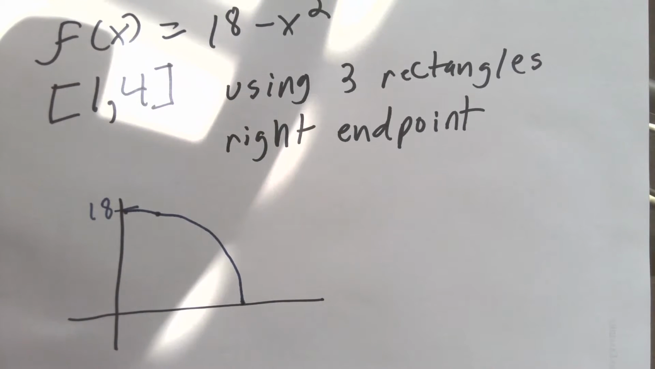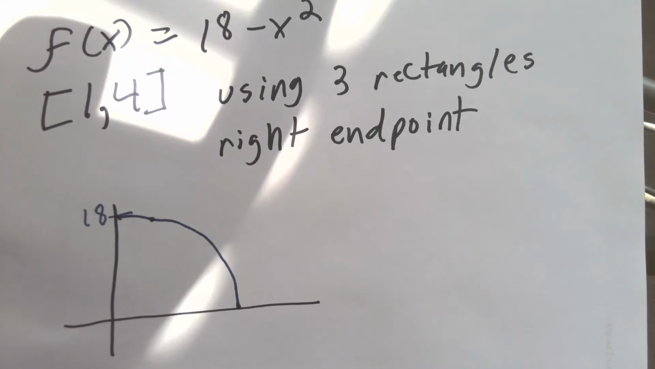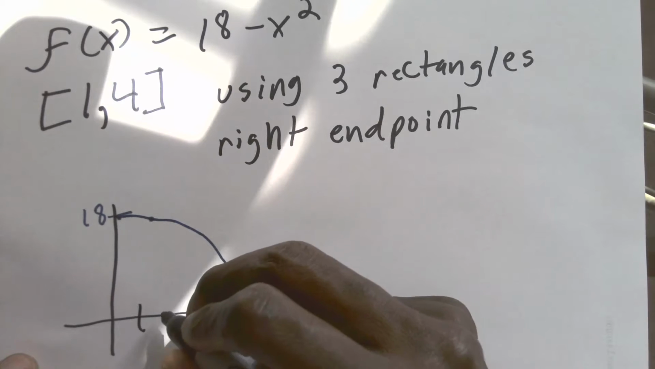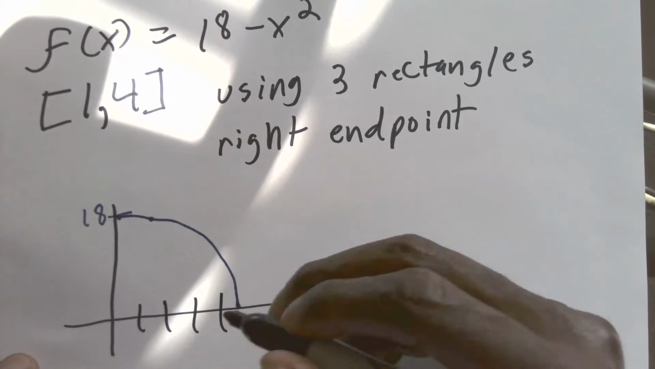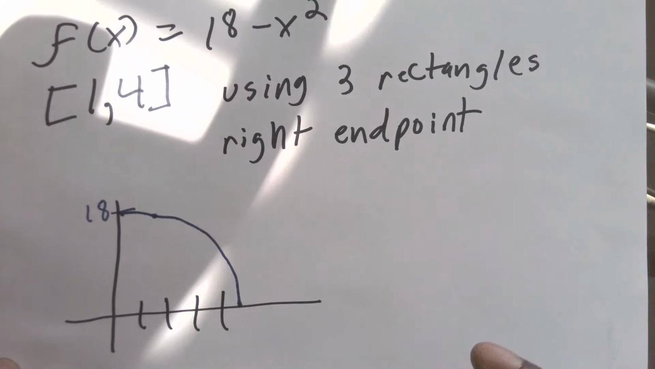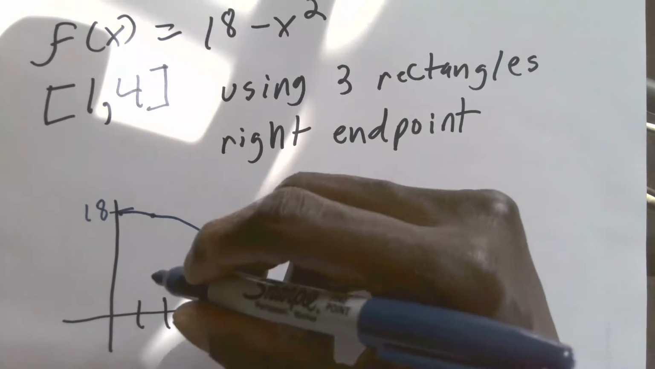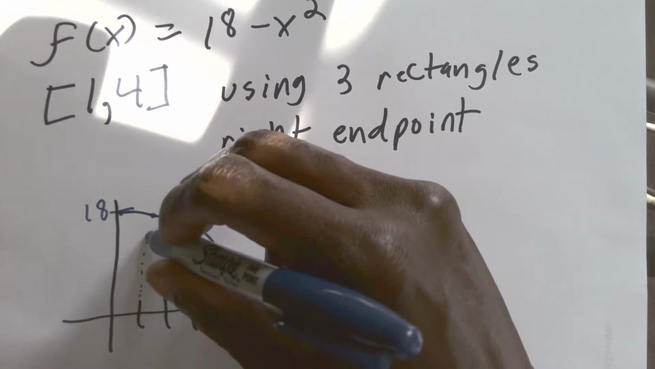And it has an x-intercept at the square root of 18, so a little more than 4. And so 1, 2, 3, 4. So there's 4 there. There's the square root of 18 there. And what we're trying to do is we want to find the area under this curve to the x-axis from 1 to 4.